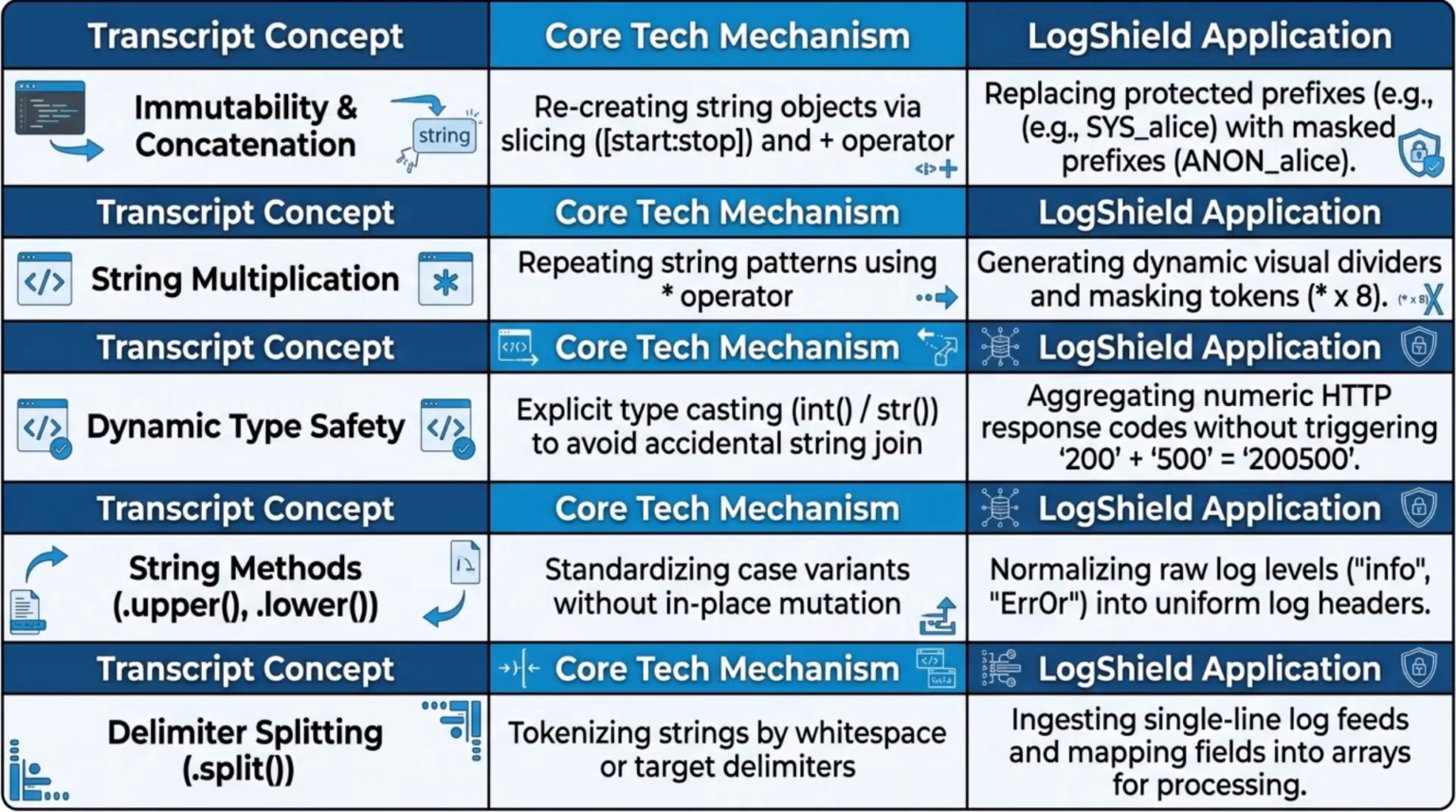User anonymization. Mutates protected usernames without mutating original strings by using string slicing and concatenation. Header normalization. Standardizes arbitrary log severity levels using case transformation methods, upper and lower. Delimiter tokenization. Parses multi-formatted logs into a structured list using customizable delimiter splitting. Type-safe metric aggregator. Calculates HTTP performance metrics while preventing string concatenation dynamic typing bugs.